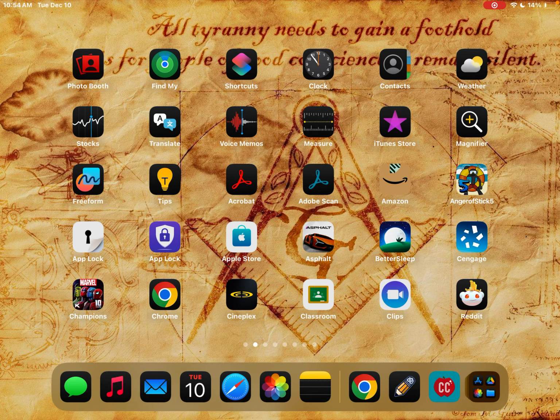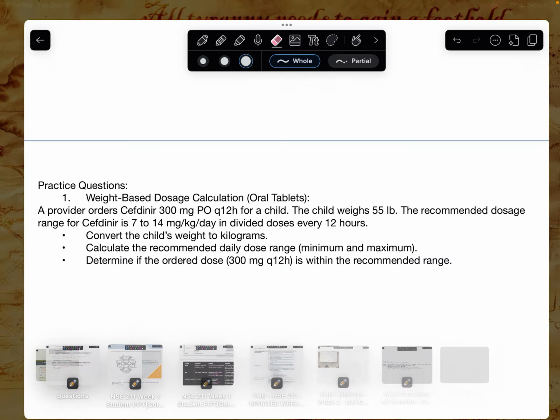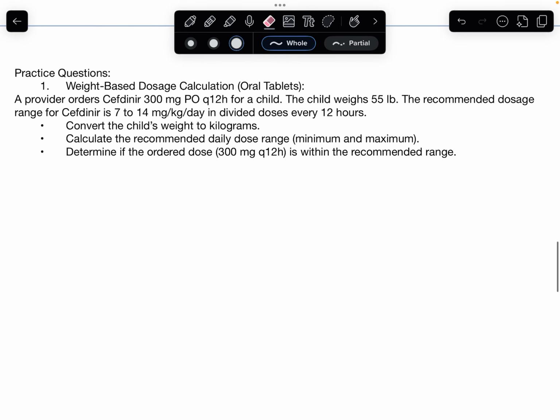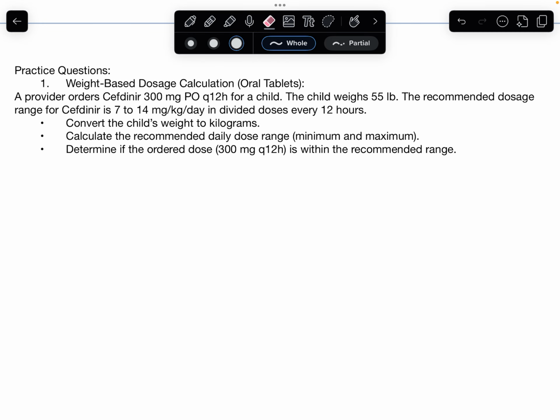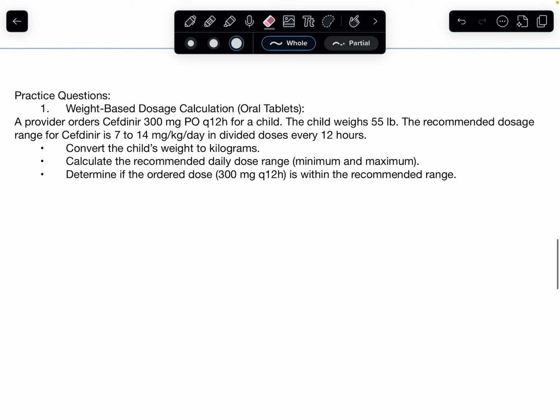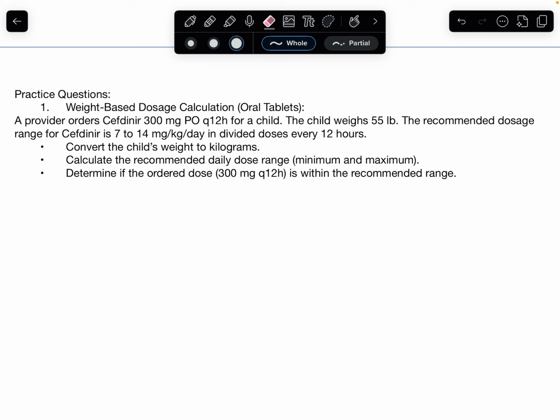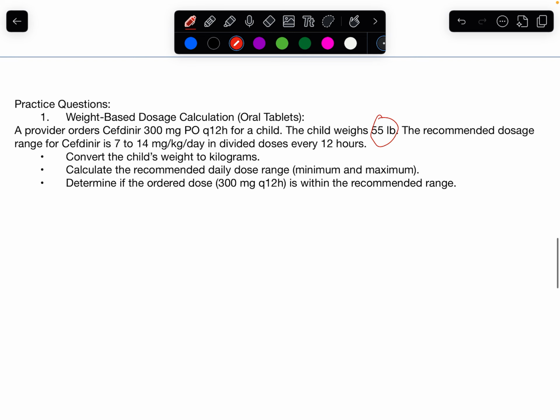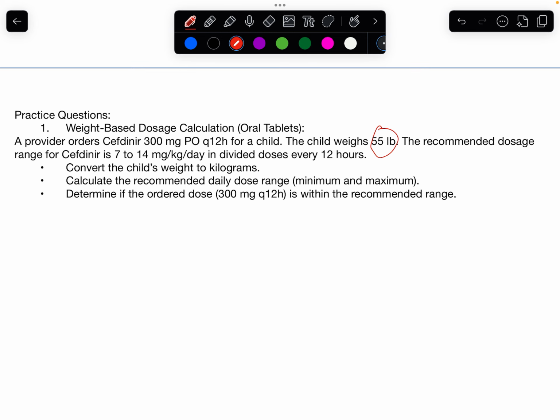All right, so I will be explaining the weight dosage calculations. One thing you need to understand is that it's like a game of units, making sure to identify the units of the different information provided: pounds, milligram per kilogram per day.